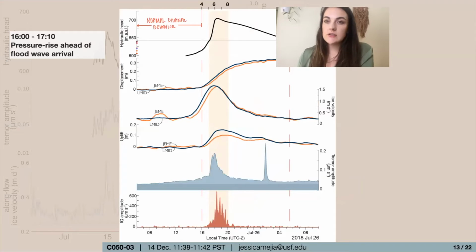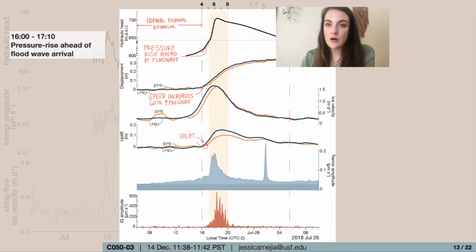So before 1600 hours or 4 p.m. local time, the ice sheet was exhibiting normal diurnal behavior. At 4 p.m., we see our moulin head start to increase faster than normal diurnal water level inputs, which are very consistent throughout our entire time series. So this indicates that there was a pressure rise ahead of the flood wave's arrival at our site. As moulin water levels increased, we see that's when our ice started speeding up, and we see uplift at our site, which is not characteristic of diurnal variability.